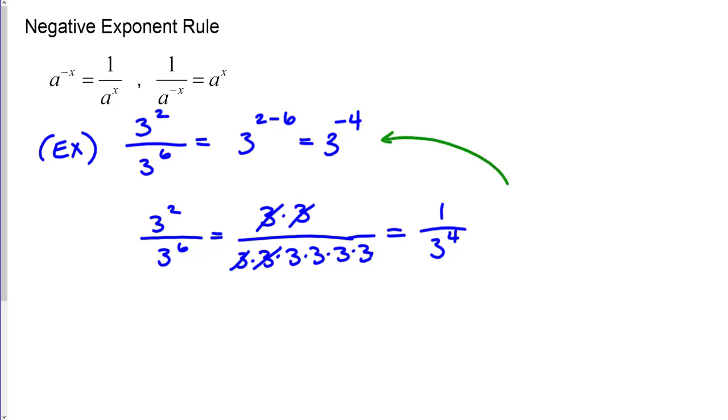Well, what happens is negative exponents are defined as 1 over the same exponential expression, but to a positive exponent. So 3 to the negative 4th power is the exact same thing as 1 over 3 to the 4th power. And this is where it comes from, this quotient rule.